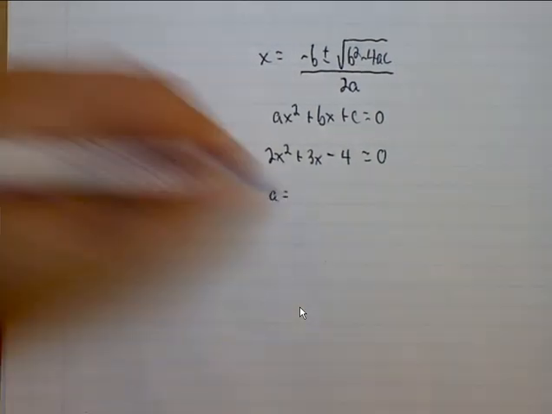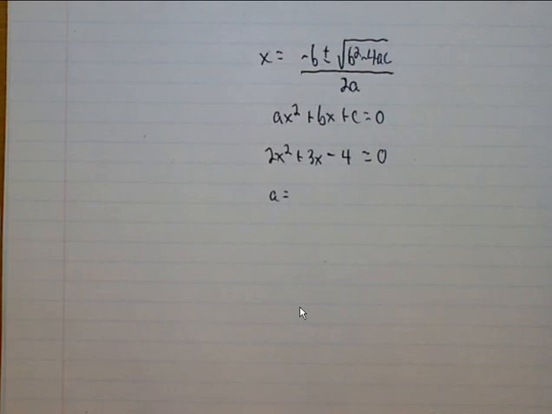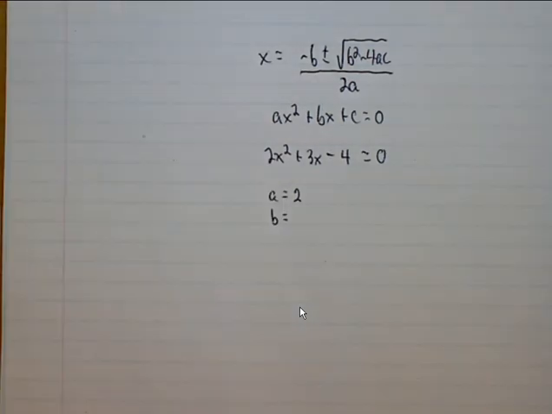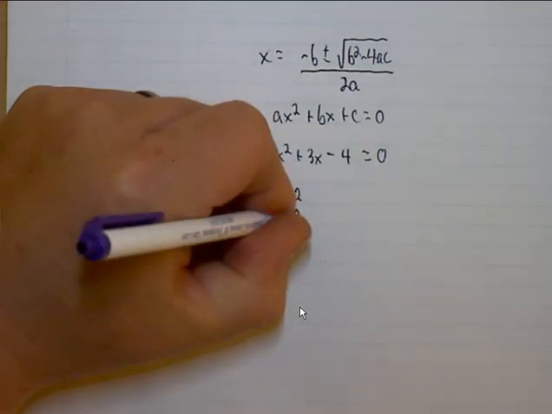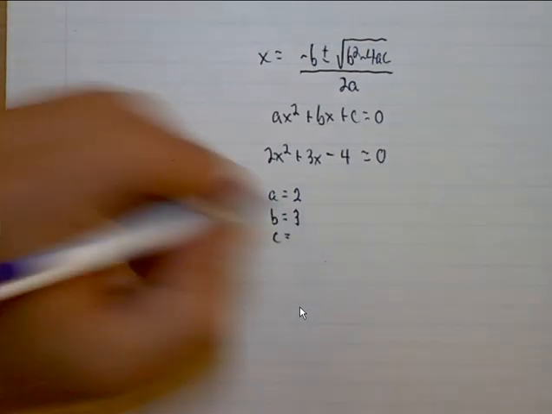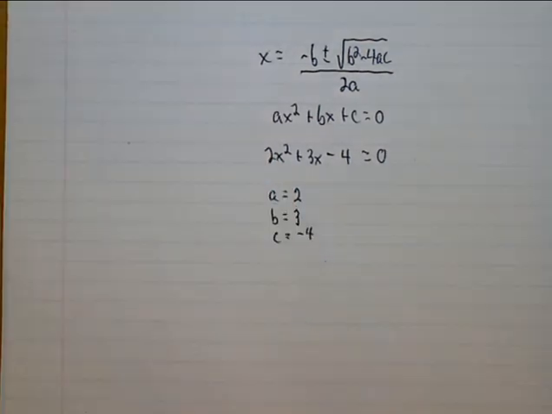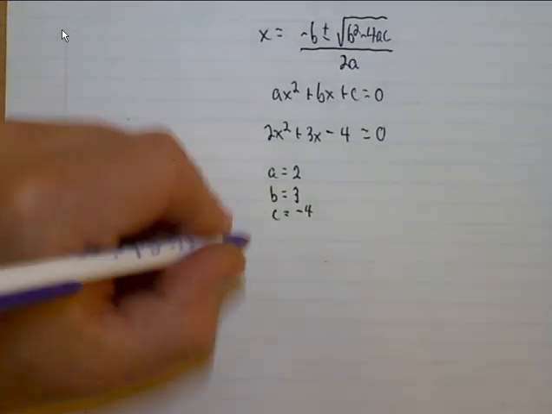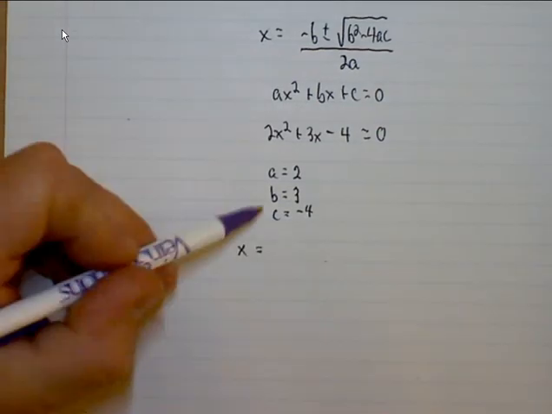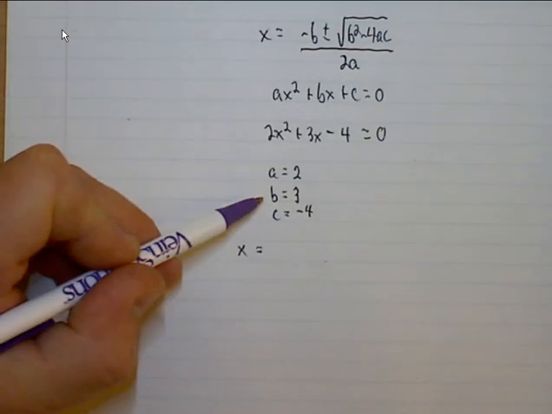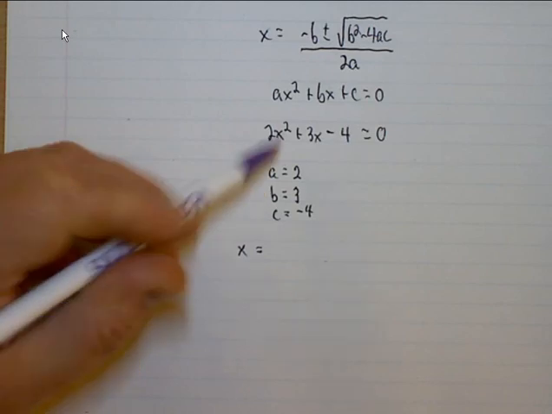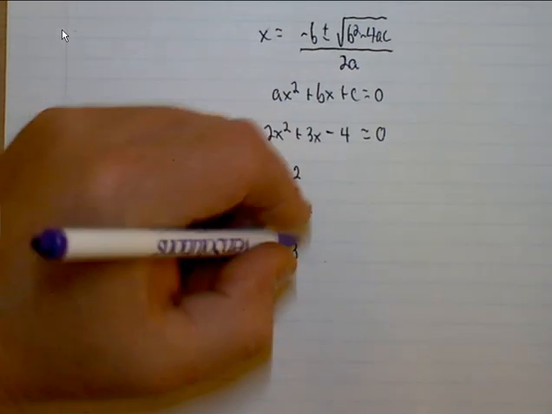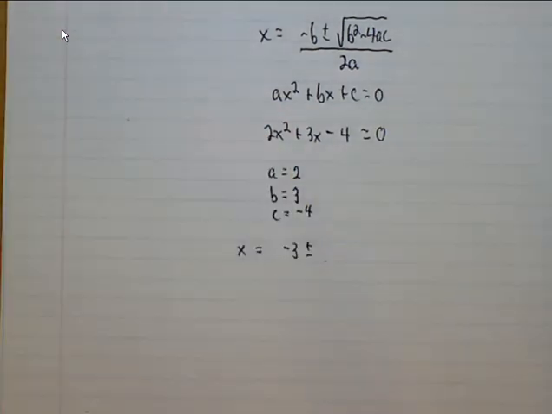A equals 2. B equals 3. And C equals negative 4. Okay, so we're ready to plug these in. X equals the opposite of B. So we're going to put that in right here. That'll be negative 3 plus or minus. That means we're going to get 2 answers.